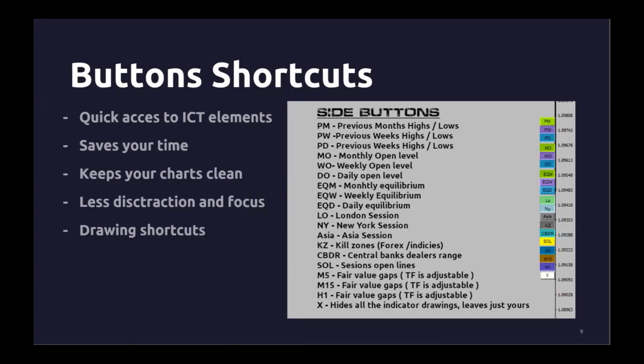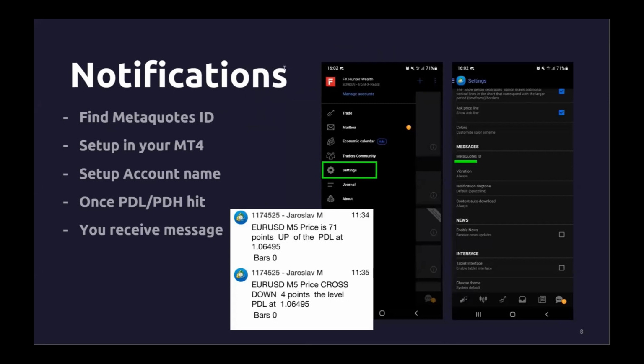So you must go into your phone settings. You put the settings in the phone, then you go to settings, and you're looking for your MetaQuotes ID, which is the number which is in here. That's what I have now hidden because I don't want anyone to use mine. Then you set up this MetaQuotes ID in your platform. You can set up your account name, and then you receive the notifications once the PDL or PDH was hit, right?